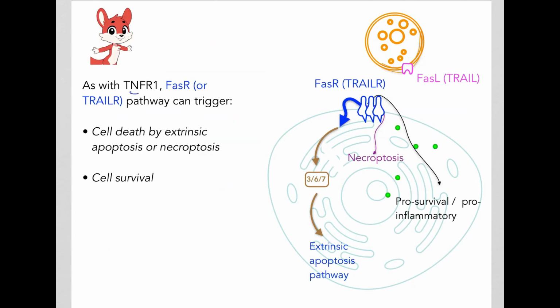Similar to what we saw in the last video on the TNFR1 signaling, the Fas-R signaling can also trigger either cell death by extrinsic apoptosis or necroptosis, or it can trigger a pro-survival, pro-inflammatory program. So very similar to what we saw last video, we have three possibilities of the Fas-R or the TRAIL-R receptor signaling, either cell death or cell survival.